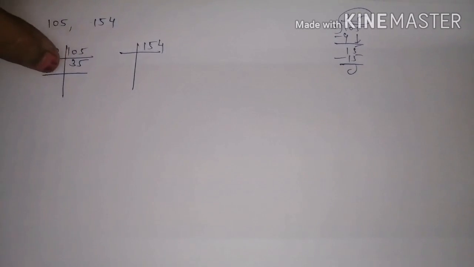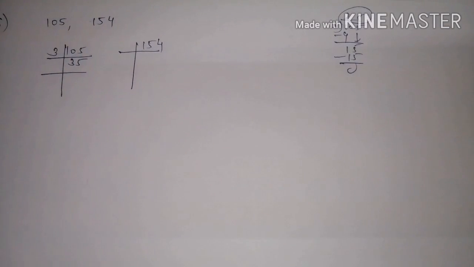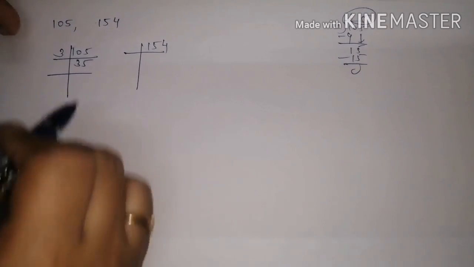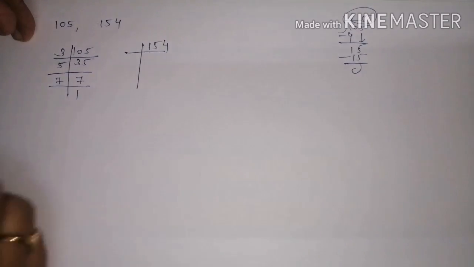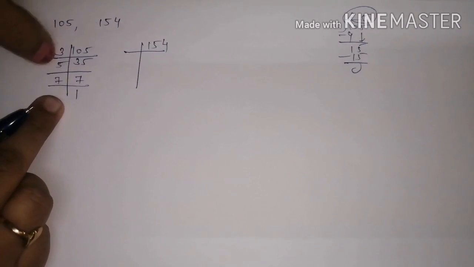35. It will not get divided by 2. It will not get divided by 3. After 3 the next prime number is 5. 5's table 35 comes. 5 7s are 35. 7 1s are 7. 7 is a prime number. So we got all these prime factors.